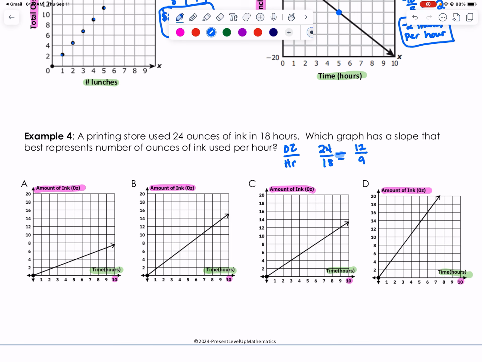Would that ratio be on there? So 9 hours is definitely on the graph. So pause the video and try to find a graph where they've used 12 ounces of ink in 9 hours. All right, let's see how you did. All right, I chose graph C because for 9 hours, they used 12 ounces of ink. And that concludes today's lesson, Unit Rate as Slope.